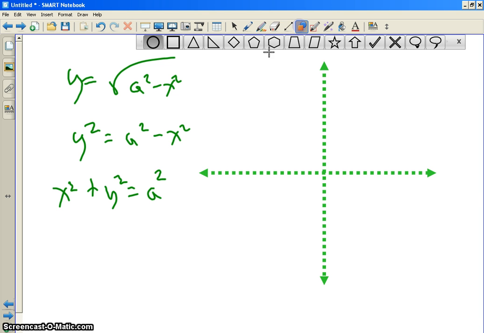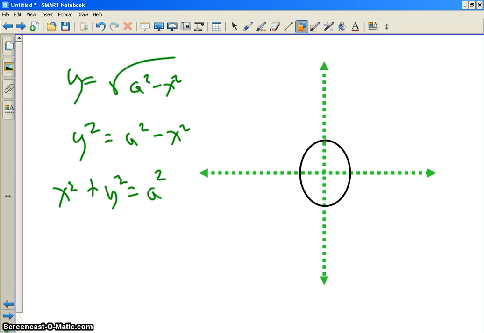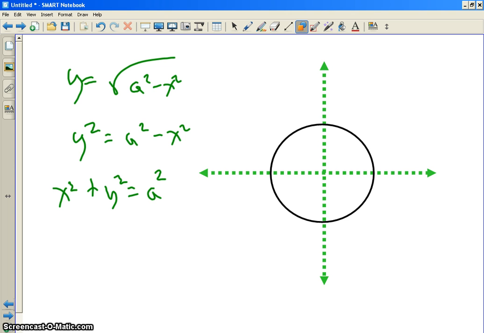Let's see if I can draw a circle. Where's my circles? Oh, yeah, I don't like that. A little bigger. Let's pretend that's a circle, okay? Well, the problem is I don't know if it's really centered, but whatever.